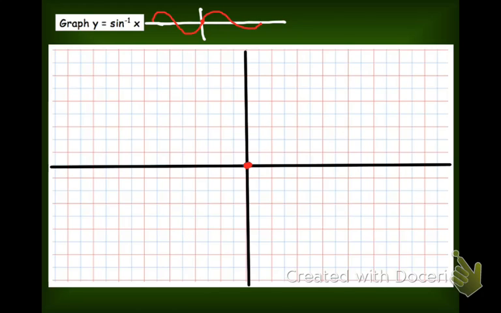Now, our x's and our y's have switched. So on our x-axis now, we're going to have 1, and we'll have -1. And on our y-axis, we're going to have pi over 2, pi, 3 pi over 2, and 2 pi. And the same thing going down. Negative pi over 2, negative pi, negative 3 pi over 2, negative 2 pi.